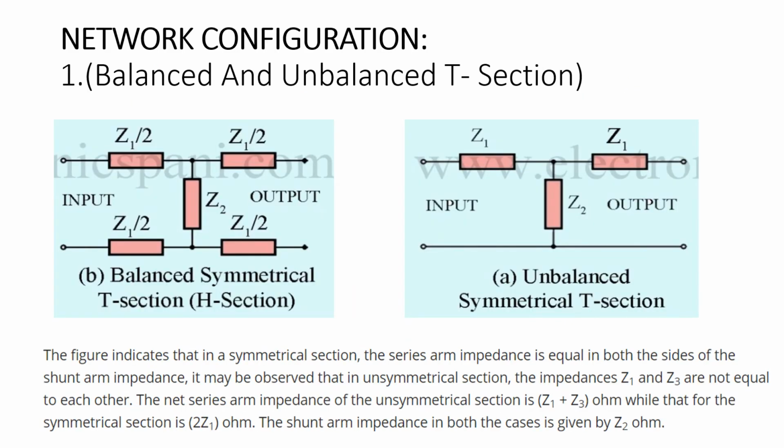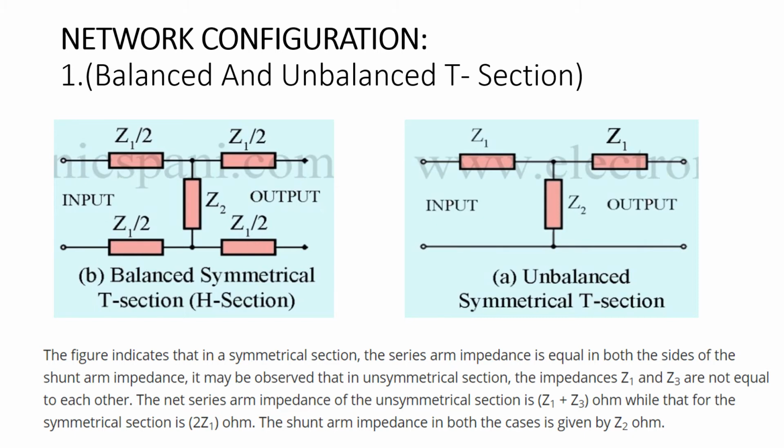Now, network configuration. First, balanced and unbalanced T section. Here is a diagram showing balanced and unbalanced T section. As the image of T, we show here T configuration. The figure indicates that in a symmetrical section, the series arm impedance is equal in both the sides of the shunt arm impedance.